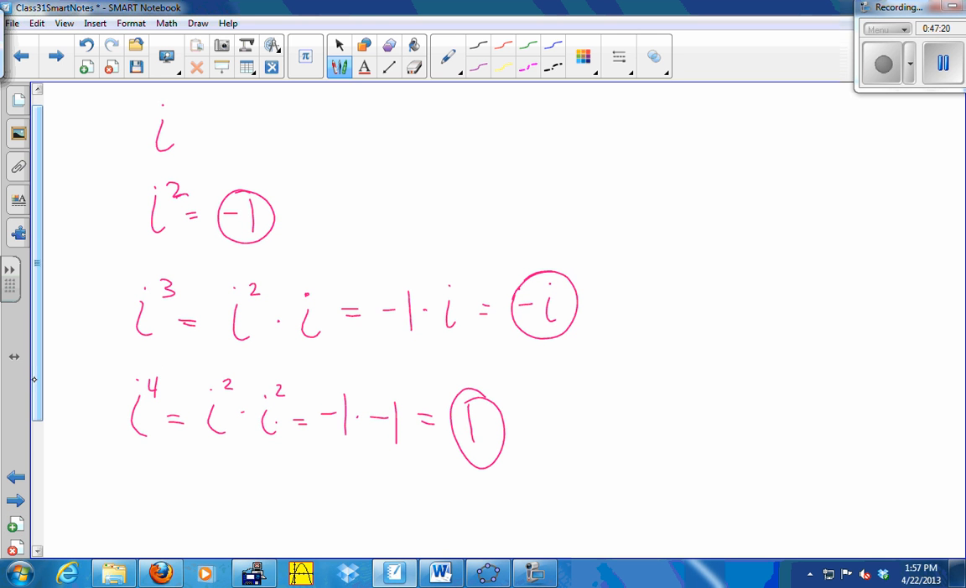And then i to the 5th, well, that would be i to the 4th times i. And i to the 4th we now know is 1. So this is i. And you get this repeating pattern: i, negative 1, negative i, 1. i to the 6th would be negative 1, i to the 7th would be negative i, i to the 8th would be 1. It just keeps repeating.